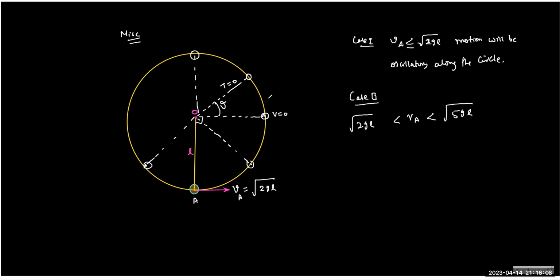But the moment T becomes 0, it will perform which motion? Circular or parabolic? Parabolic. So what we say is that the motion will be partially circular and partially parabolic with time.